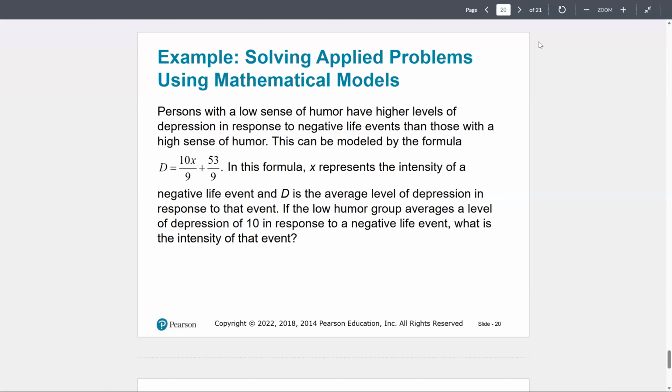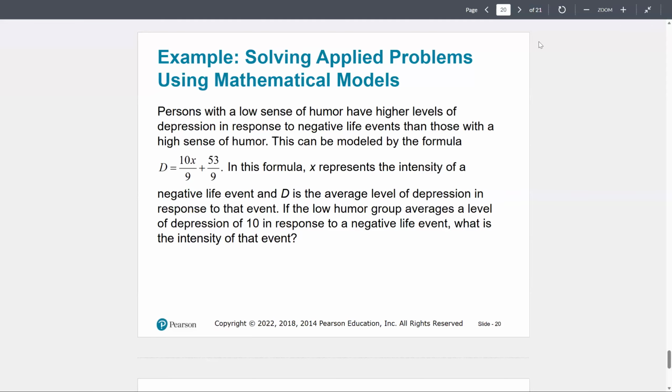All right, so one of our last problems is just going to be some application problems. So now that we know how to solve linear equations or even rational equations, we can solve some application problems. Persons with a low sense of humor have higher levels of depression in response to negative life events than those who have a high sense of humor. This has been researched quite a bit, apparently. This can be modeled by the formula. I don't know how true the formula is, but it can be modeled by the formula D equals 10x over 9 plus 53 over x.